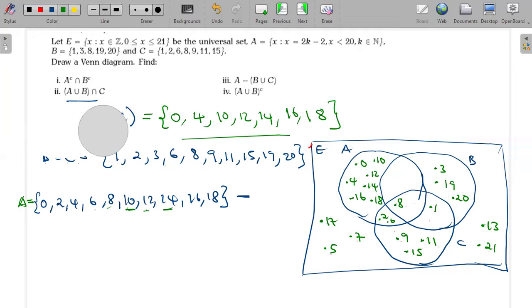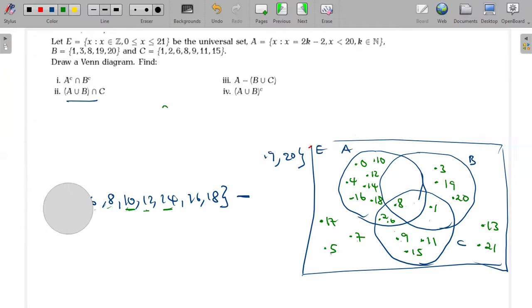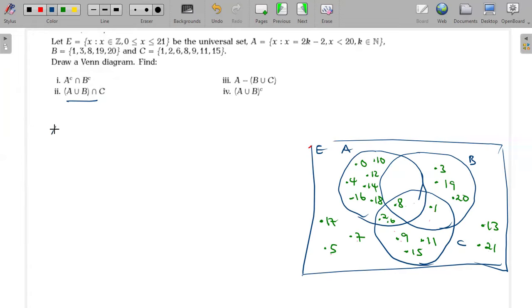All right, now let's do the last part. So last part here is just telling us to find A union B complement. So A union B complement, of which we earlier found what A union B is. So we found A union B. So I'm going to just list down that set, which is A union B. So A union B is just combining all elements that are in A and in B.